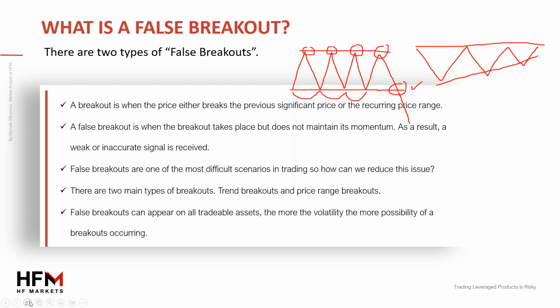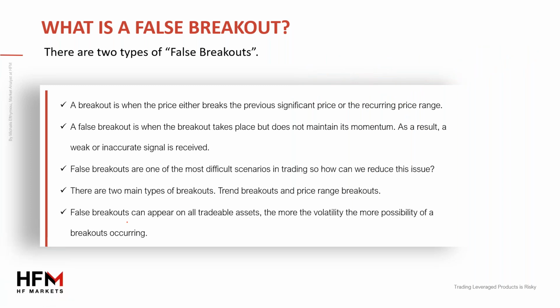Now there's different types of breakouts. The main two types of breakouts that we're going to be looking at are breakouts which are related to the trend and breakouts which are related to the price range. We're going to look at real recent examples for both. Now a false breakout, because of course that's looking at a breakout, is breaking out of that pattern, whether it's breaking out of the significant pricing or breaking out of the price range. Keep in mind, ladies and gentlemen, I can see somebody's just asked a very important question.